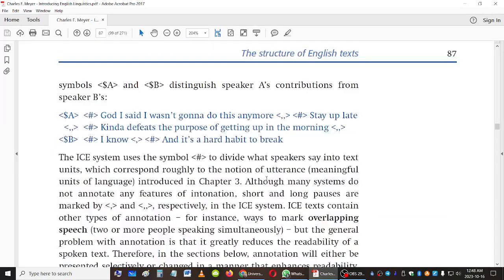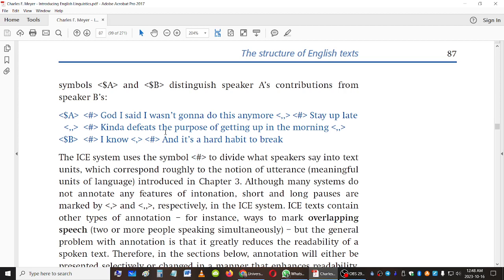Here they give the examples of people transcribing an oral corpus and the symbols that they may add to this description. For example, the ICE uses the symbol #. This is called a pound. Please don't call it a hashtag. Some Americans also call it a number sign, but that's not the name. This is a pound. And these are angle brackets.